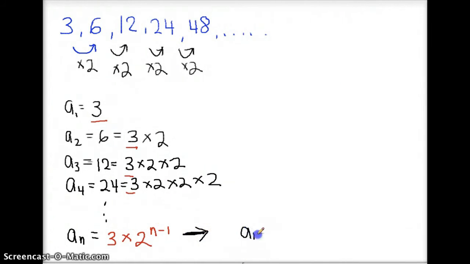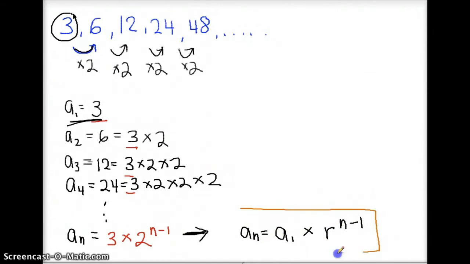Well, we have an, and 3 would be the first term of the sequence right here. It's just a1. So a1 times, and 2 is how much we multiply each term of the sequence by, so we're going to call that r. Last time for the arithmetic we called it d, but for this we call it r. And then we have n minus 1. So this is the formula we're going to use for a geometric sequence.